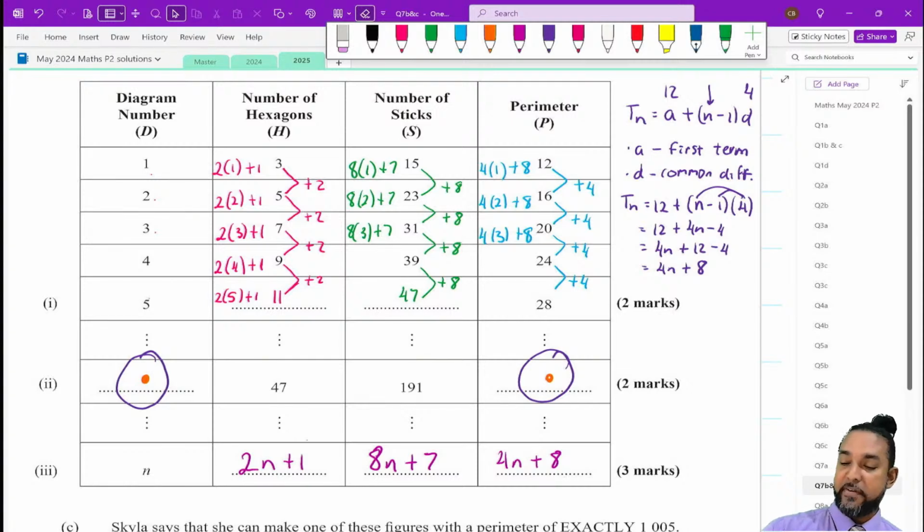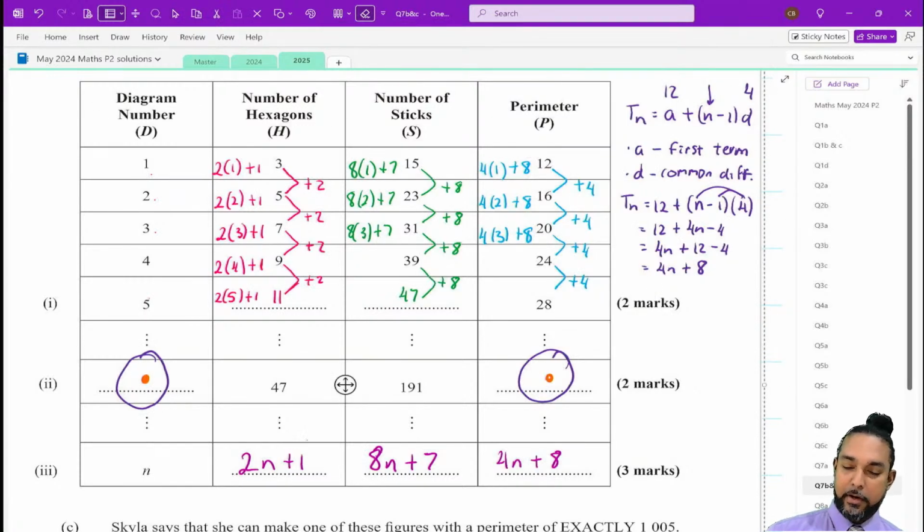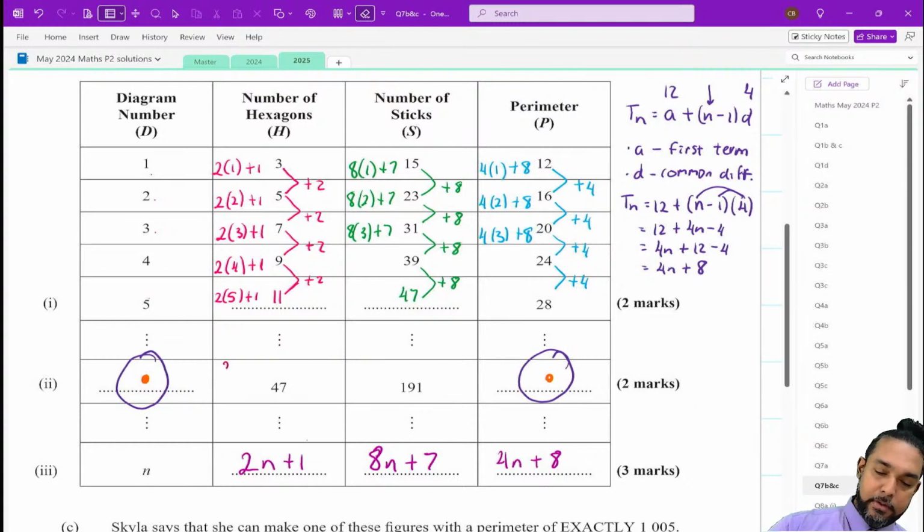That's the n, and that's where you have to plug into 4n plus 8. No? Alright, let me take a look and see what's going on. Right, so if 2n plus 1 is equal to 4, sorry, I put that too high.